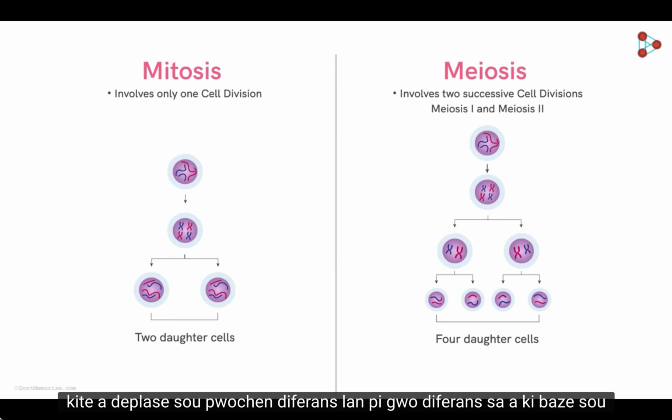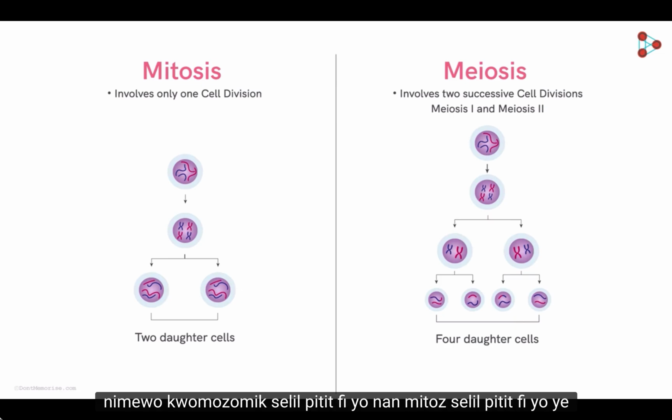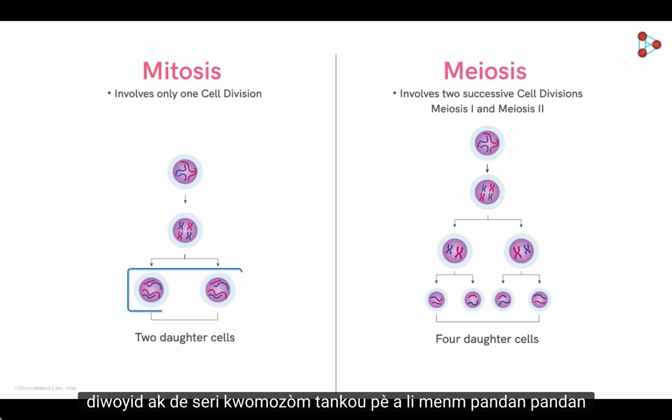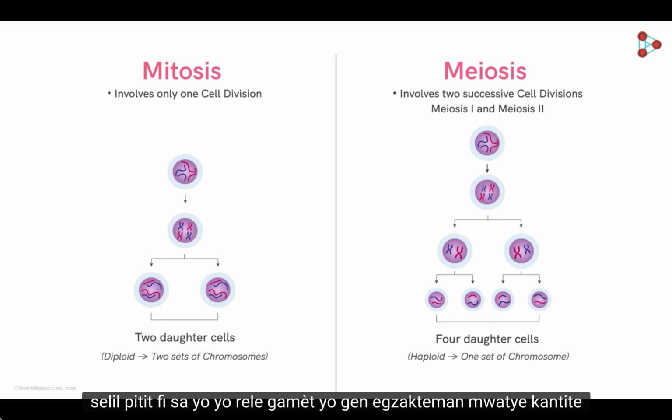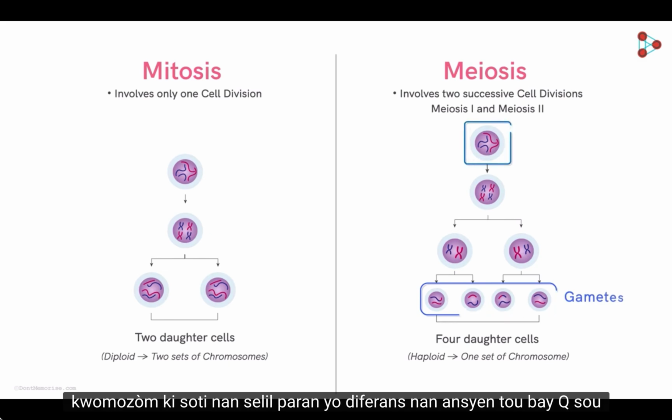This difference is based on the chromosomal number of the daughter cells. In mitosis, the daughter cells are diploid with 2 sets of chromosomes, just like the parent cell, while during meiosis, the daughter cells produced are haploid with only 1 set of chromosomes. These daughter cells are called gametes, and have exactly half the number of chromosomes of the parent cells.